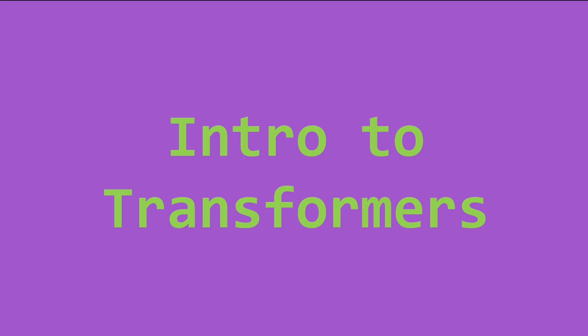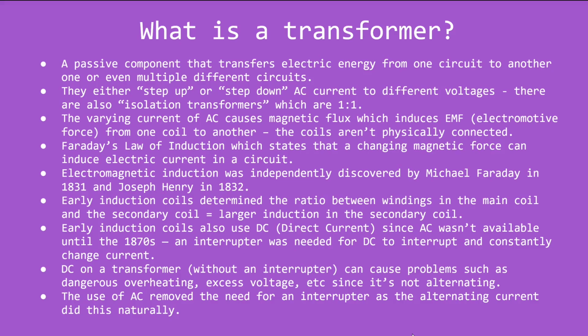Electrical transformers are a major part of our life, from how we get electricity to our homes to how we convert mains AC to specific voltages for our appliances and our personal devices. So, what is a transformer? Well, it's a passive component. It transfers electrical energy from one circuit to another. They're usually step up, step down, or isolation, moving AC current to different voltages.